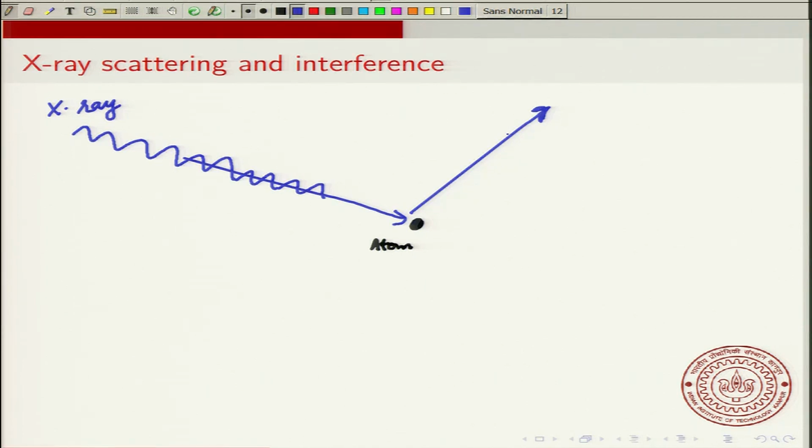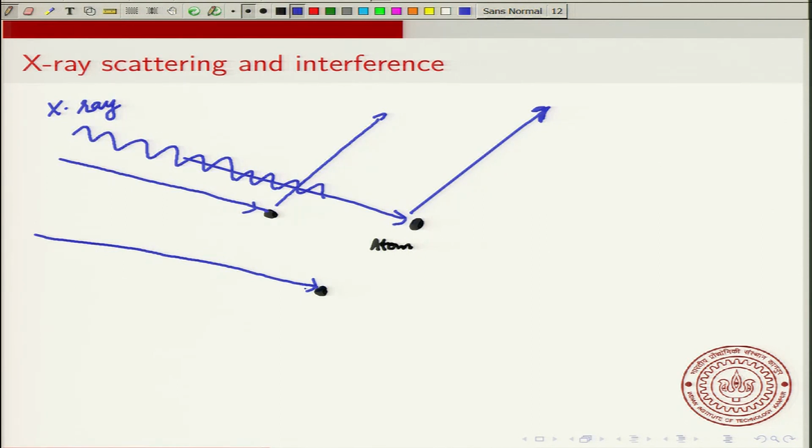So, now if there are several atoms, then each of them will scatter X-rays. So, each of them will scatter X-rays, and actually I should emphasize that they are also scattered in other directions. They are not only scattered in one direction, they are scattered in several directions.